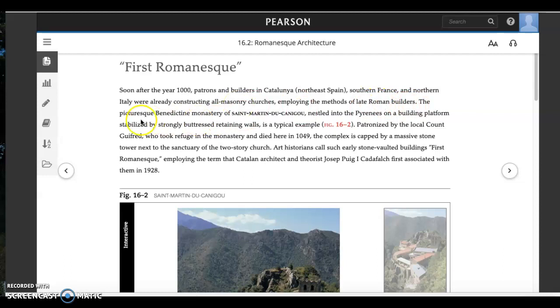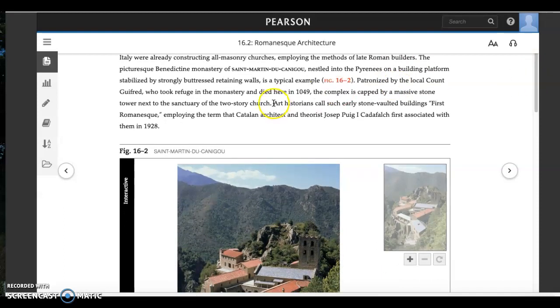And so they're pointing out first this monastery. Can I be very French and say Saint-Martin-du-Canigou? It's in the Pyrenees mountain range that is kind of a border between France and Spain. But let's skip ahead. Oh, well, there is one thing I wanted to say here.